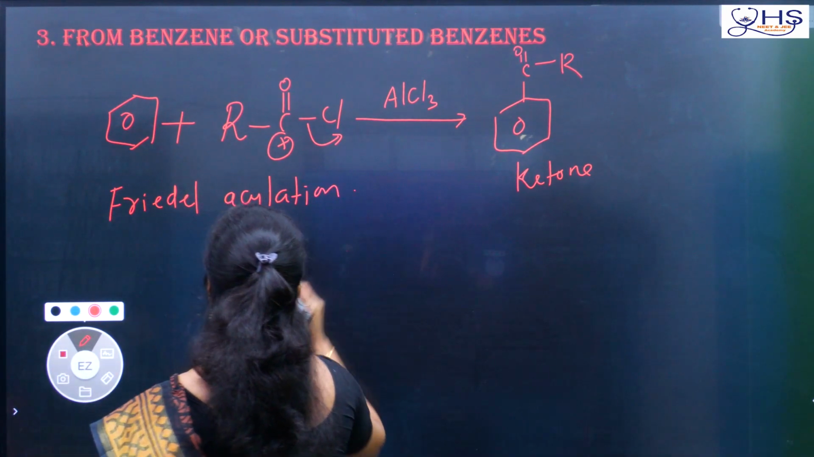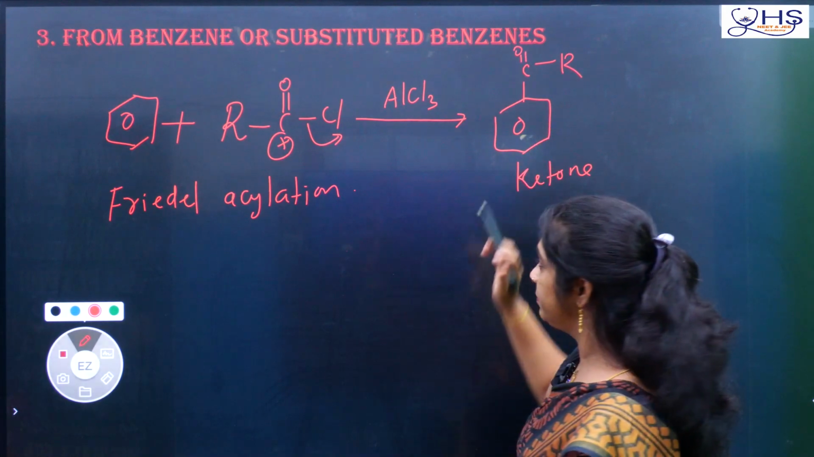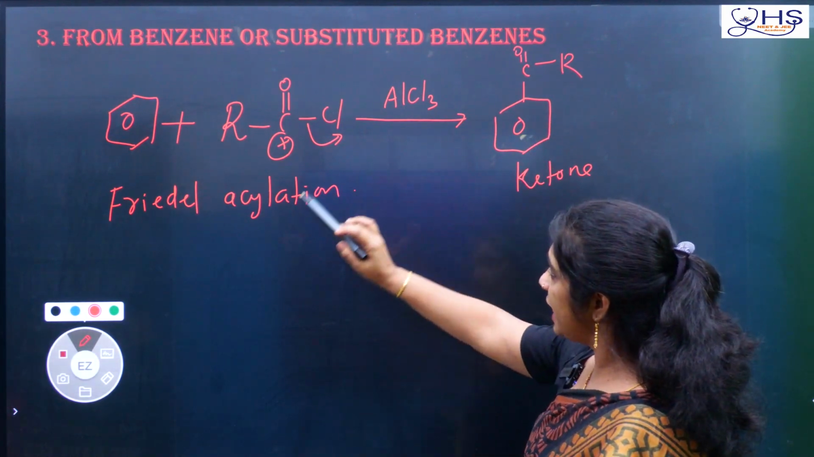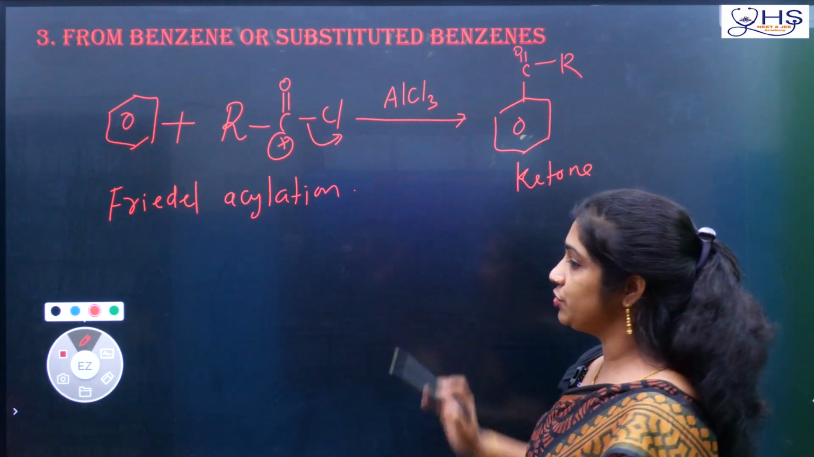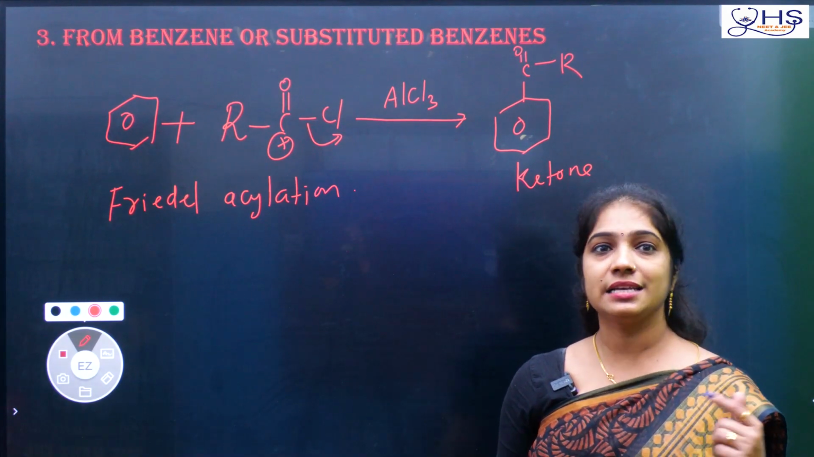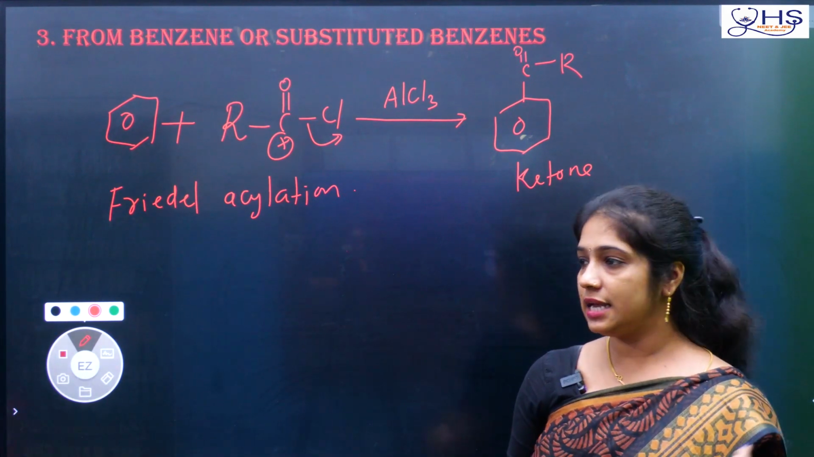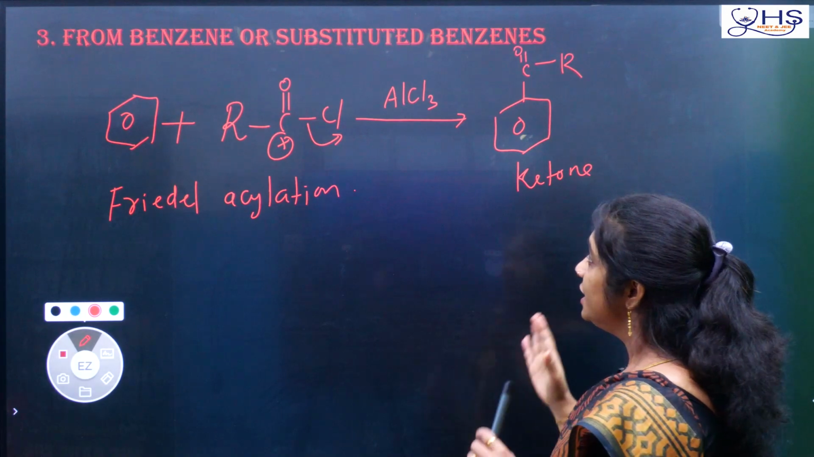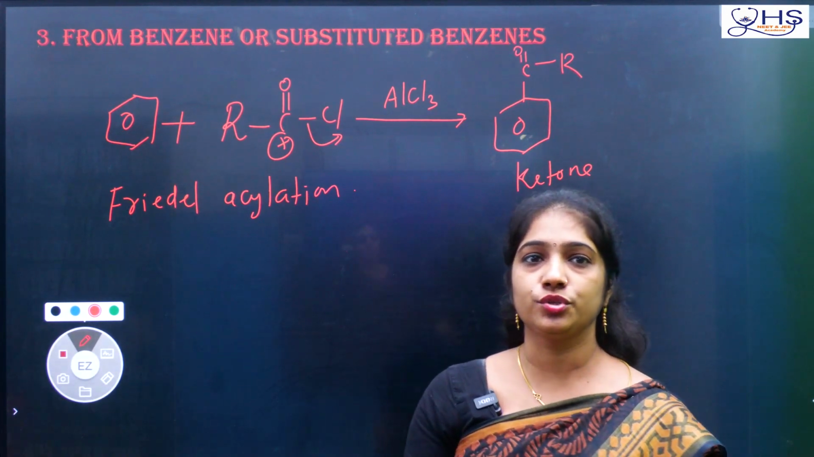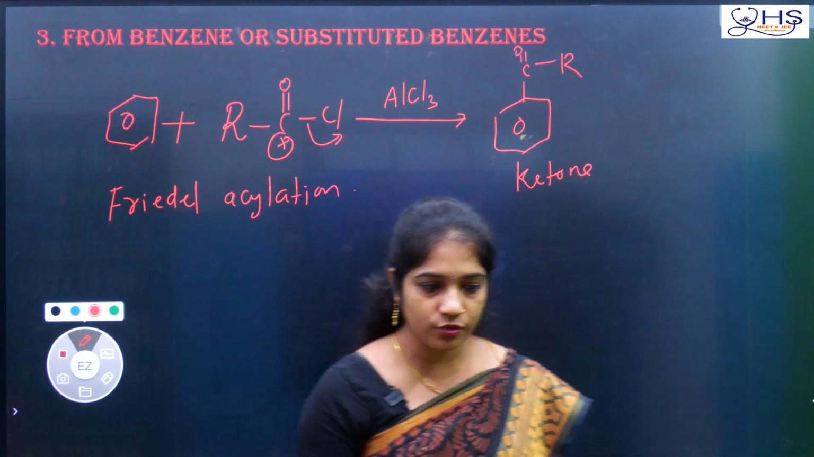C double bond O, R group is attached to the benzene ring, and one of the hydrogens from the benzene ring is replaced with an acyl group. So we are calling it acylation. We are adding an acyl group to the benzene ring. So these are the preparation methods of ketones. Quickly revise what the preparation methods of ketones are.